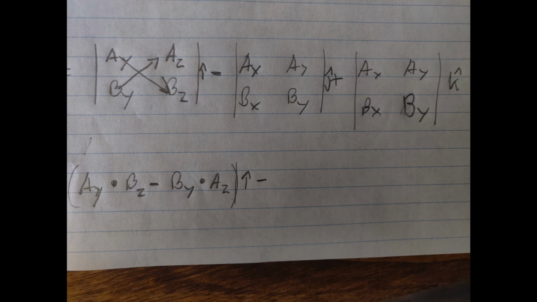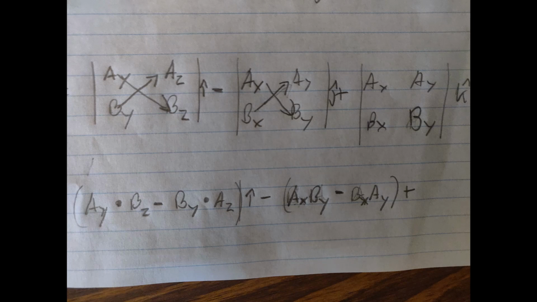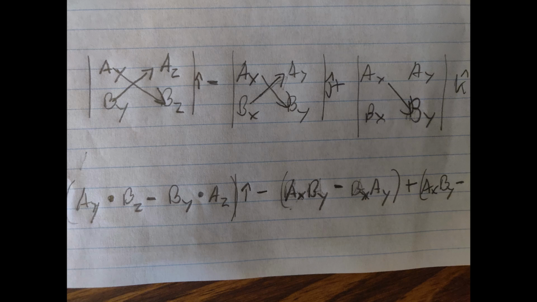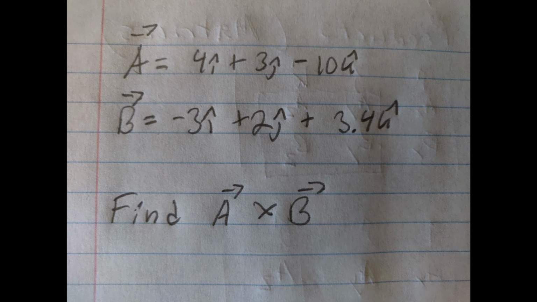So the first box will look like AY times BZ minus BY minus AZ, and that quantity times I. Then our second box, AX times BY minus BX times AY. Our third box, AX times BY minus BX times AY. And make sure you make the second term have a negative sign in front of it. So now that you know what it's going to look like without numbers, let's try it with numbers.